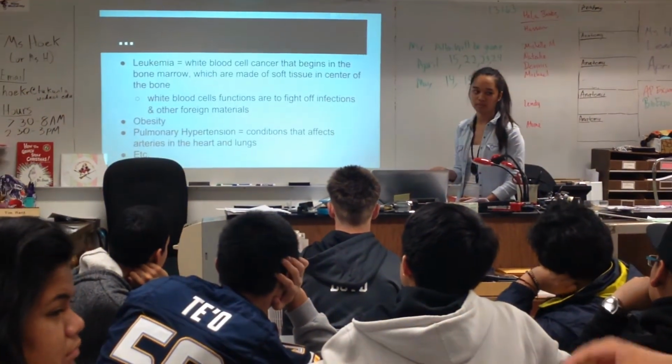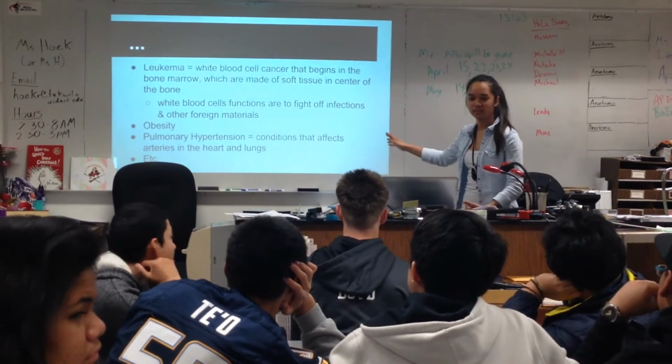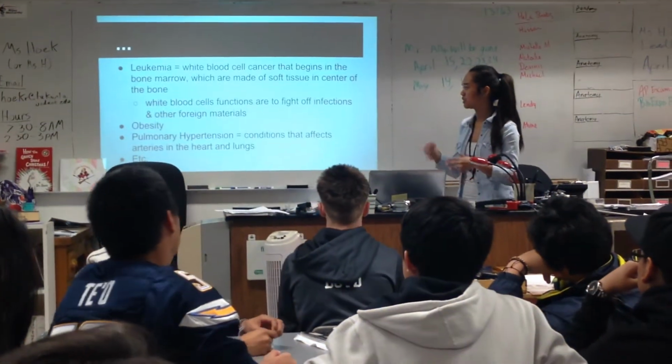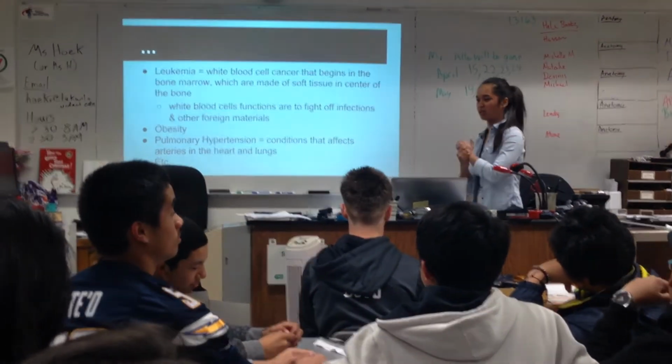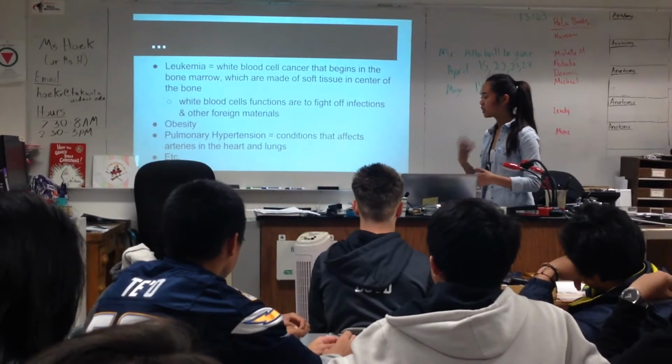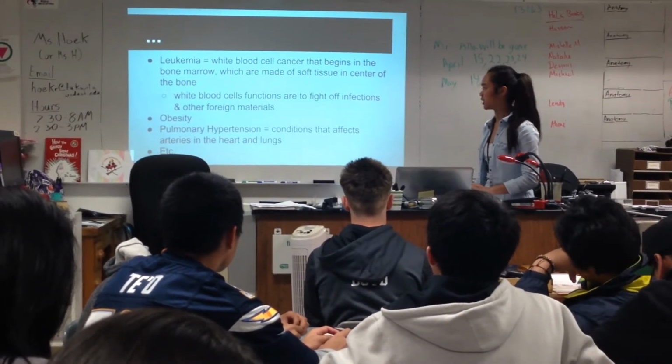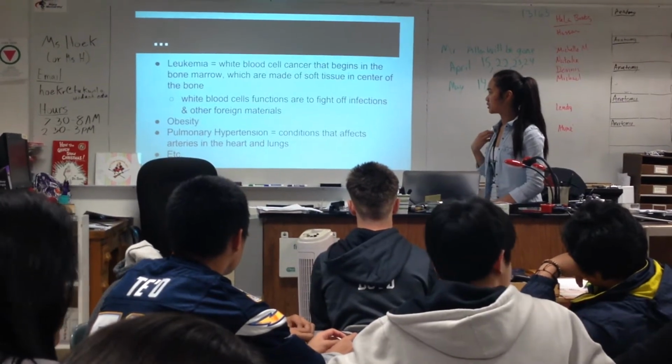Does anyone know what leukemia is? I mean, what I wrote on the board. You're supposed to have a limited amount of white blood cells, but because Down syndrome has this genetic material that affects your body functions, the white cells take over. So that's blood cell cancer.